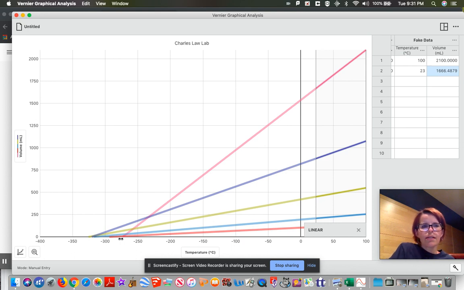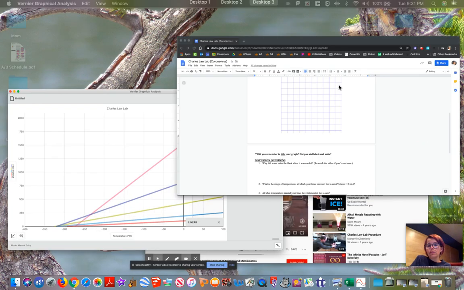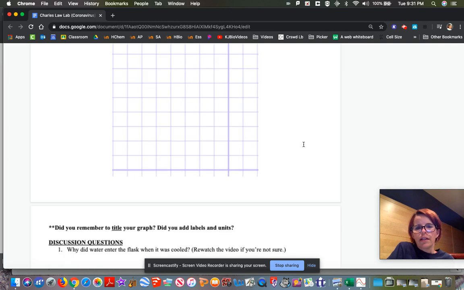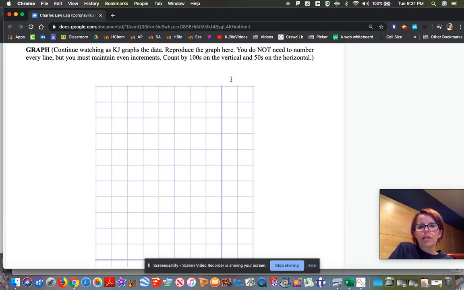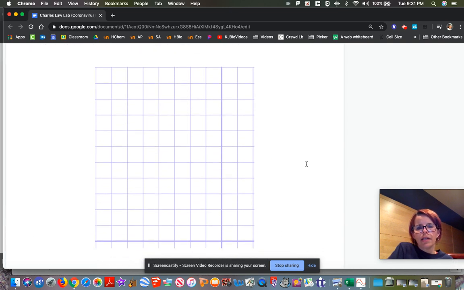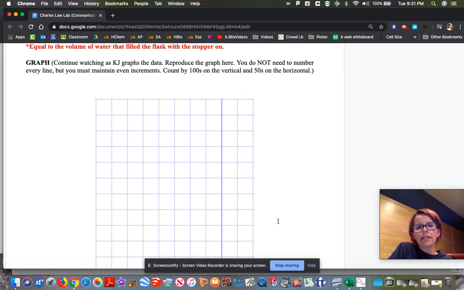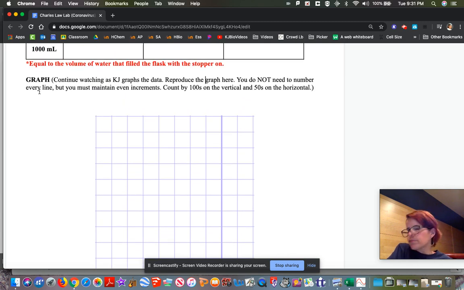You've seen the graph. You need to make the graph yourself. So I'm going to pull this up. Here's the graph. Let's see if I can make that bigger for you. This is the graph that you're going to make yourself. So here's your zero line. Here's your temperature line, and I give you a little hint. I say you don't need to number every single line. I don't need you to write a million numbers. You could be skipping some numbers, but you have to maintain even increments.